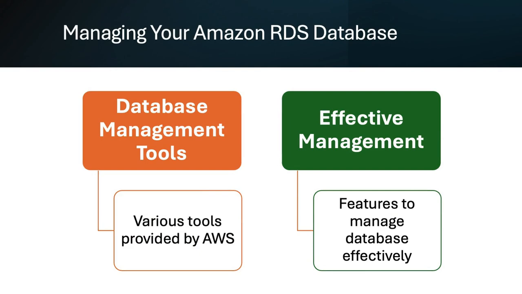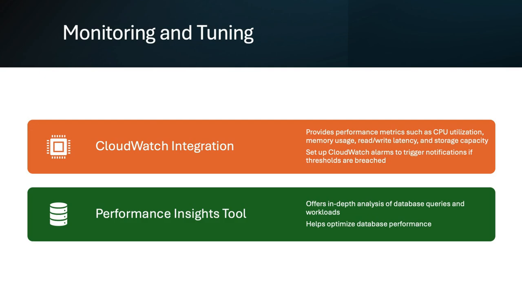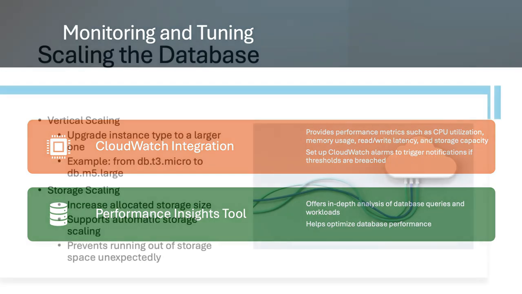AWS offers several tools and features to effectively manage your database once it's up and running. Amazon RDS integrates with CloudWatch to provide performance metrics and allows setting up alarms for threshold breaches. Additionally, the Performance Insights tool offers in-depth analysis of database queries and workloads to optimize performance.